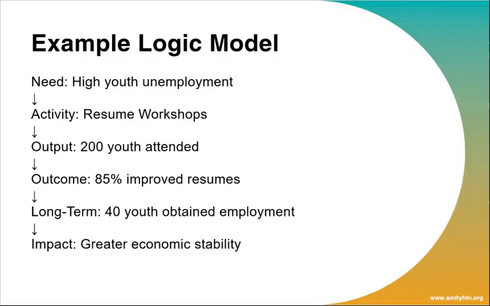So we look for the outcome. 85% of participants improved their resumes. Now we're seeing an actual change. Then we look further down the road. Our long term outcome is that 40 youth obtained employment. And ultimately, we're working toward a broader community impact, greater economic stability. Notice how each step connects to the next: need, activity, output, outcome, long term change, impact. That's the power of a logic model. It helps tell the complete story of how our work is intended to create meaningful change.